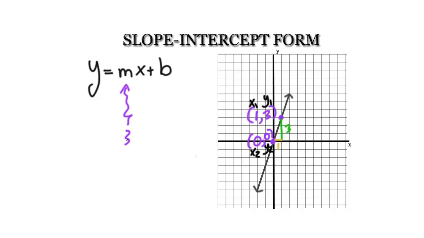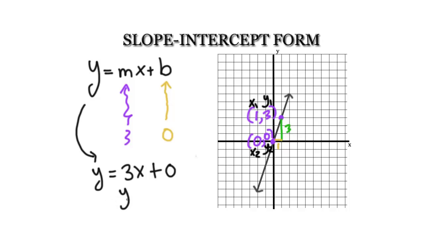The slope was 3. And the y-intercept is where the line crosses the y-axis. In this case, it's at 0, so you can plug that in for b. So that's 0. So our equation is now y equals 3x, because our slope is 3, plus b, but b is 0 in this case. So our final equation is just y equals 3x. Okay?